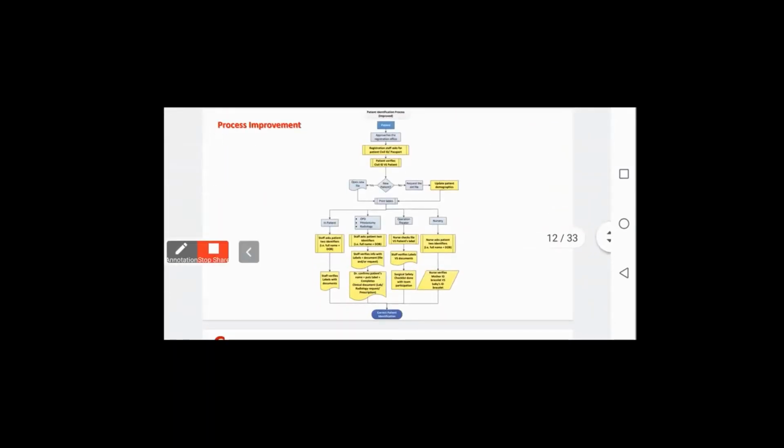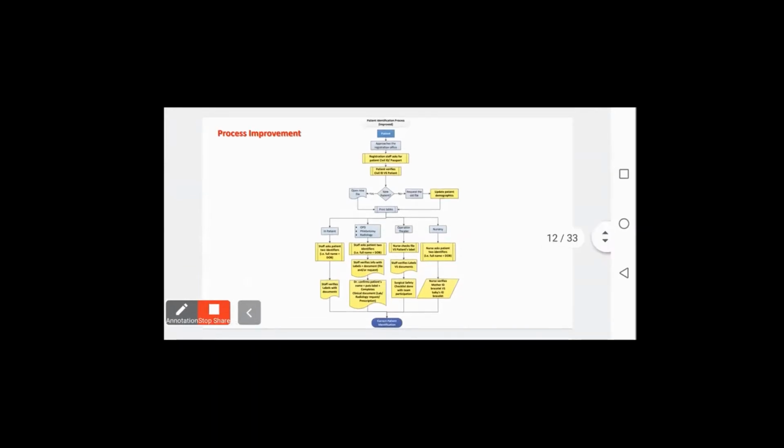Okay, so this is the improvement process. The registration staff, we emphasized on them to use 2 patient identifiers. Now your addition is the yellow boxes, right? Yes, the yellow boxes. We emphasized no opening or requesting the file without having a valid civil ID, and they will confirm the picture of the patient with the patient in front of them.